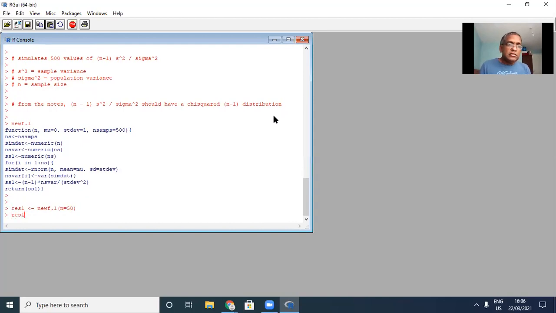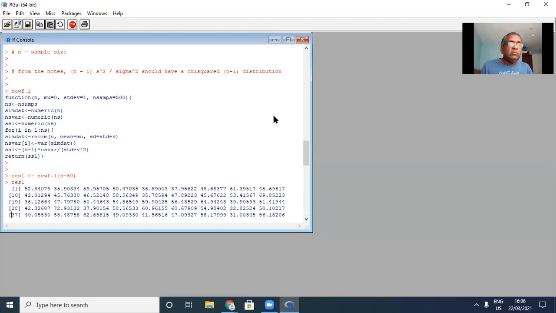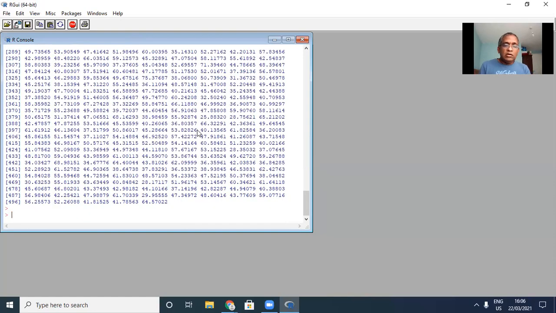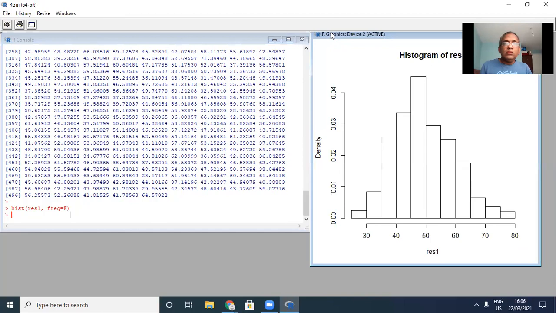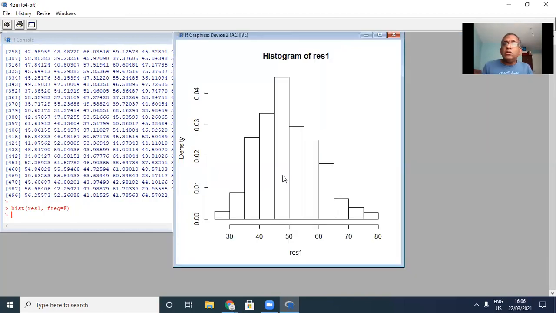Now, what this command does is that it simulates 500 values of this, with n equal to 50. All right, so now if you do a histogram of what we simulated with frequency equal to F, this is what you will see. What I have drawn here is the histogram of the simulated values of n minus 1 s squared divided by sigma squared with n equal to 50.